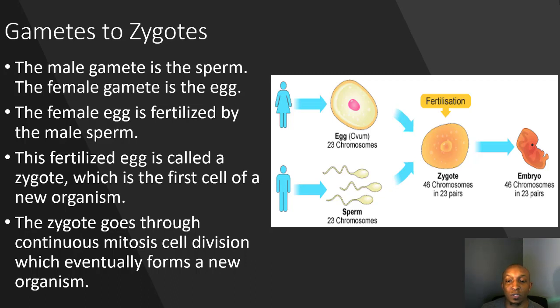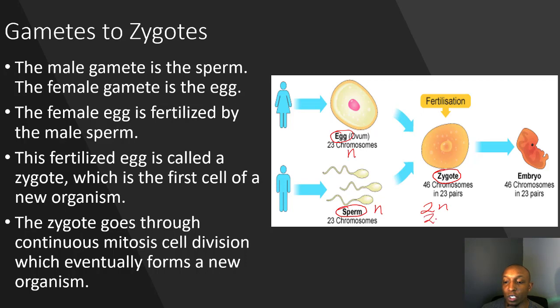So let's look at the visuals on this. So here's the egg right here, which is the female gamete, and there's that one end right here. And then here's the sperm right here, which is the male gamete, and here's the other end. And then once the sperm fertilizes that egg, we get a zygote, and that's where we get our 2N from.